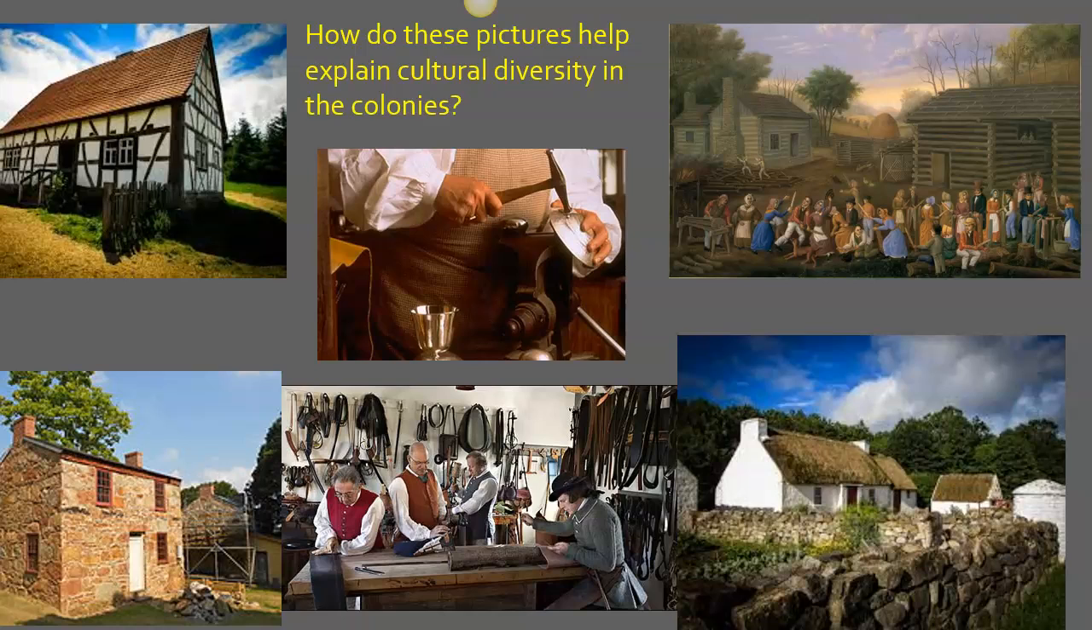So based on the fact that the colonies were so culturally diverse, you're going to see a lot of different things, right? The way they build their houses is going to look different, right? The different crafts and skills that they bring over. Some were silversmiths, some were iron workers, some were farmers. Because the immigrants that came over were such a culturally diverse group, that's why all the houses aren't going to look the same and everybody's not going to do the same kind of job.